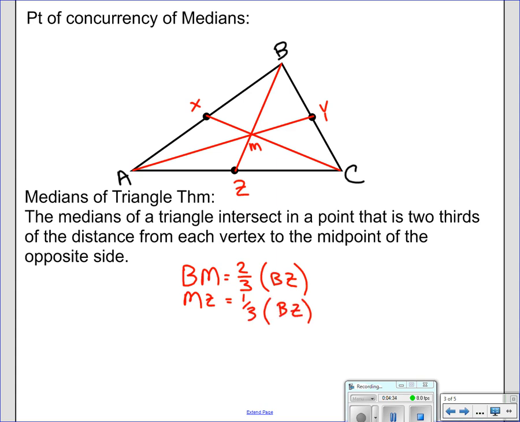Or another way to think about it, BM to MZ to BZ is 2 to 1 to 3. So they are in the ratio of 2 to 1 to 3. It is 2/3 the distance from each vertex. That means 2/3 of the whole segment is right there, and I'm left with 1/3, because we're looking for one whole segment.